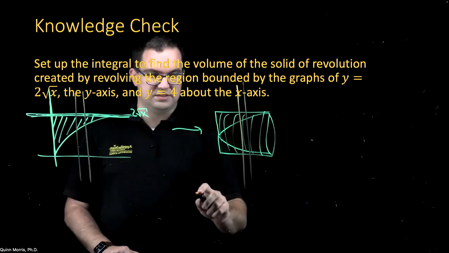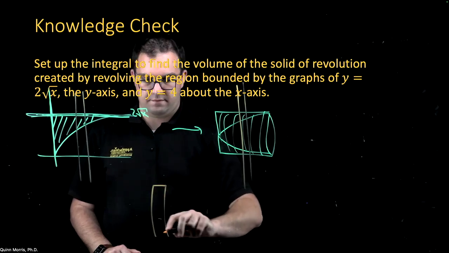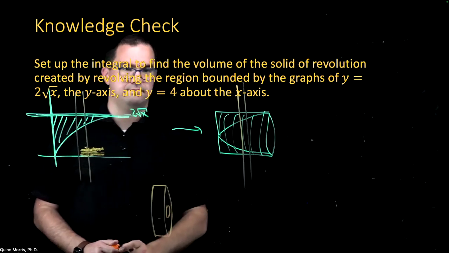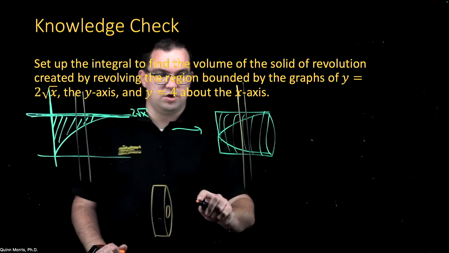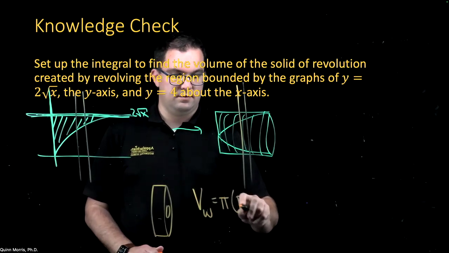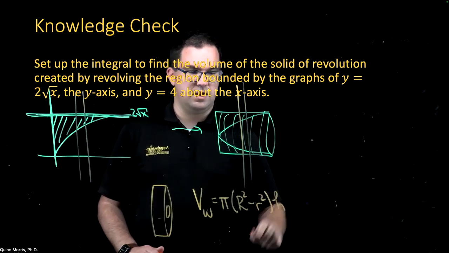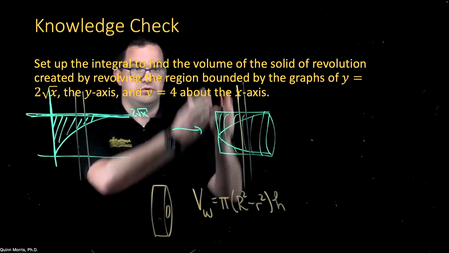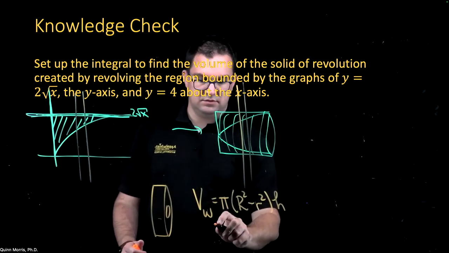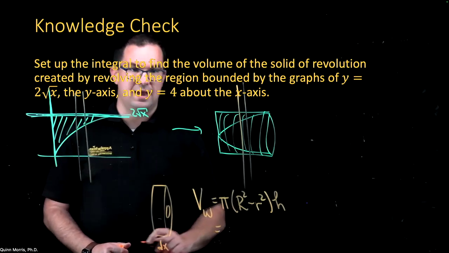Now this slice is going to look like a washer, but on its side. Since it's a washer, the volume of that washer is going to be pi times outside radius squared minus inside radius squared, times height. Since I'm taking vertical slices, my height is a little slice of the x-axis, which is going to be dx. So my height here is going to be dx.